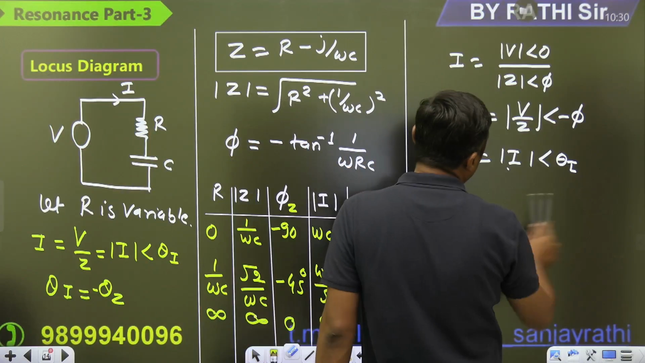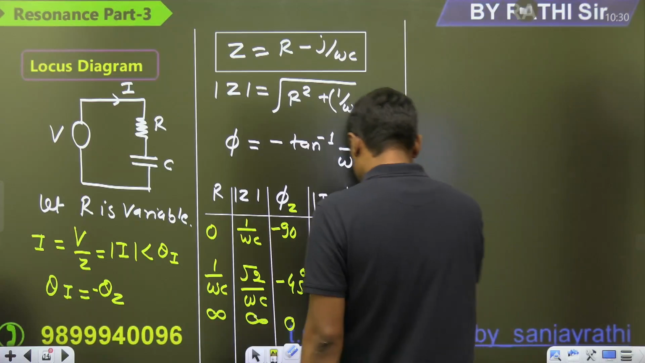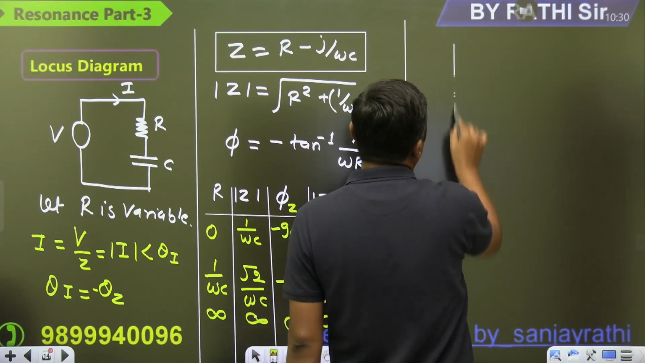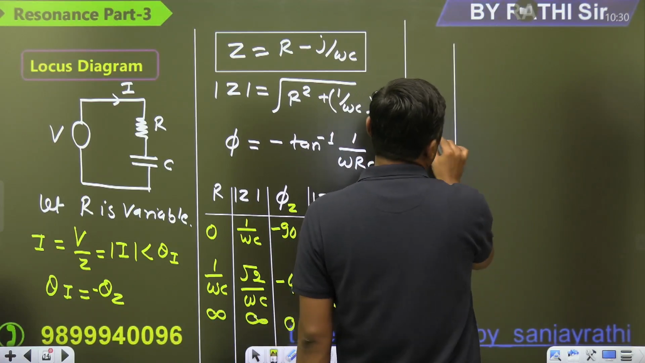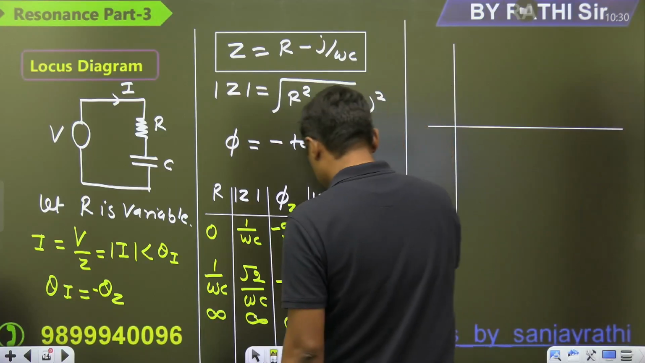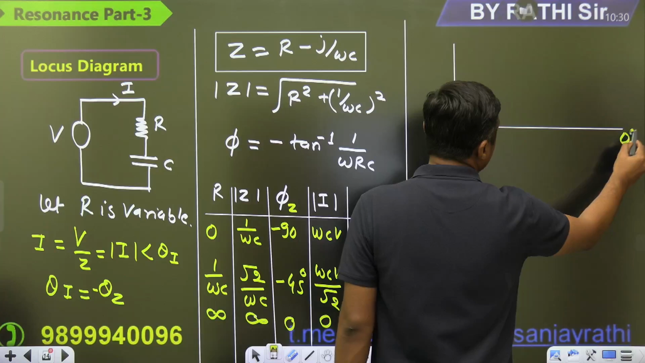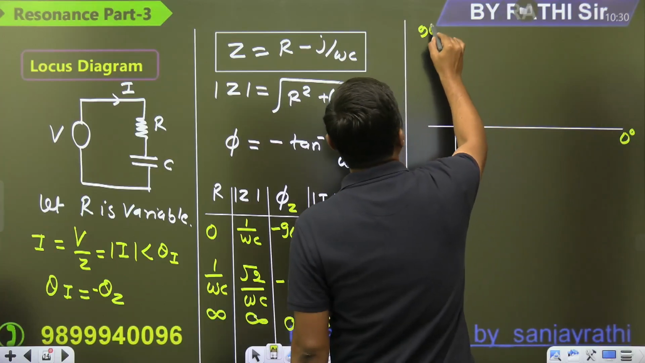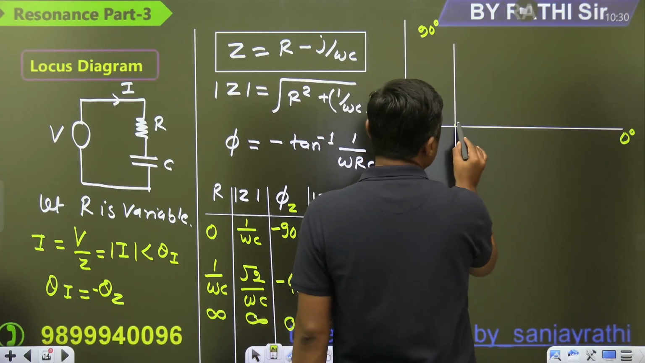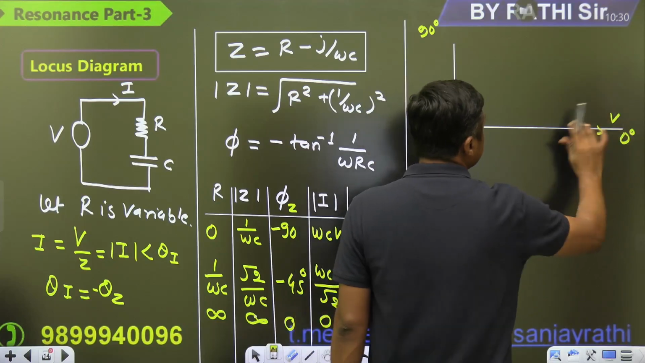Now you can draw the locus diagram. Watch this. What is the meaning of the tip of the phasor? Like we are taking just V. It is at 0 degree, right? So this is 0 degree, this is 90 degree, and this is minus 90 degree. This is V, right? V is here.